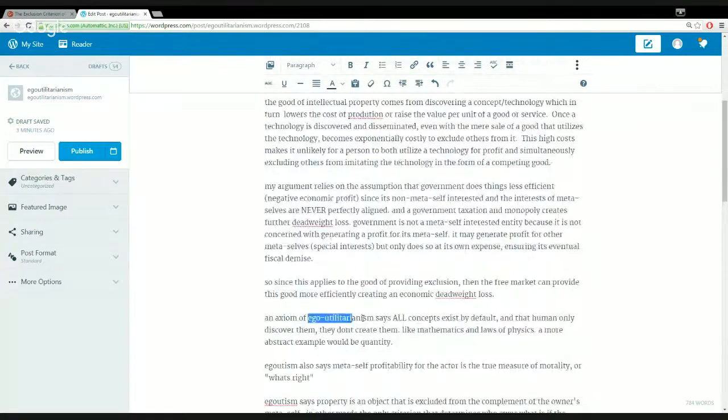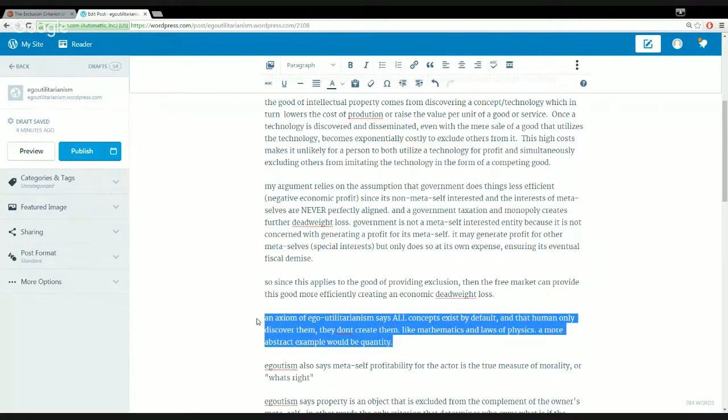Okay, so an axiom of ego-utilitarianism says all concepts exist by default and that humans only discover them. They don't create them, right? So like mathematics and laws of physics, or concepts like quantity, all these things, and technology included, exist by default. They're just recombinatorials of smaller concepts, right? So when you accept that concepts exist by default in the Metaself universe, all concepts will eventually be discovered given the fullness of time, right?